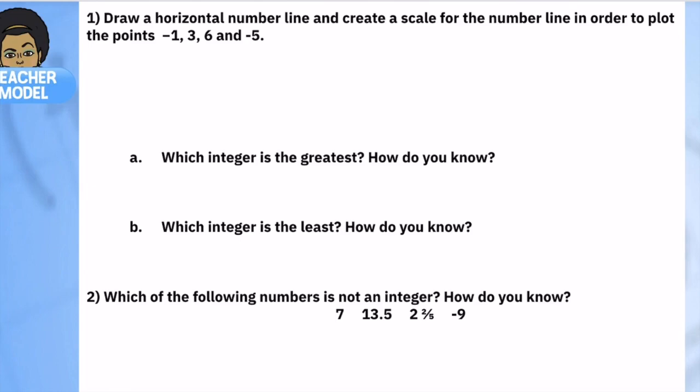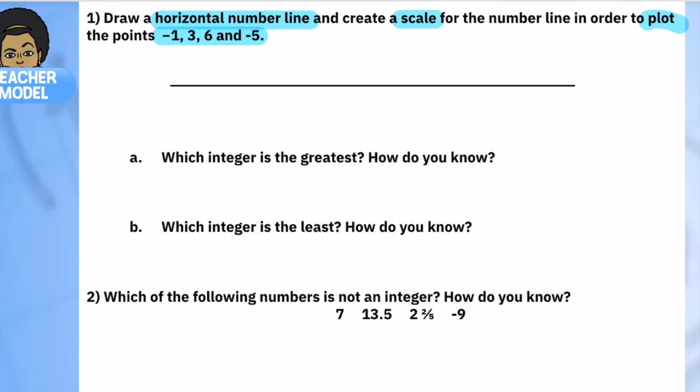So let's start by just reading our questions. First, we're going to draw a horizontal number line, and we're going to create a scale on our number line in order to plot a few numbers: -1, 3, 6, and 5. So first things first, I'm using the word horizontal, which means my line is going from left to right. Sometimes in our lessons, we're going to use vertical lines going up and down. This one is just going left to right.